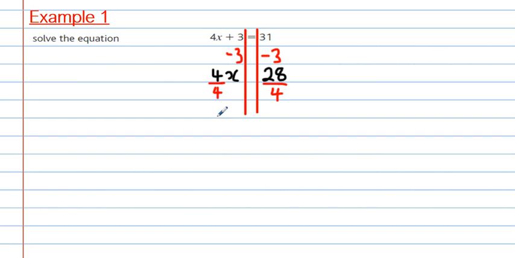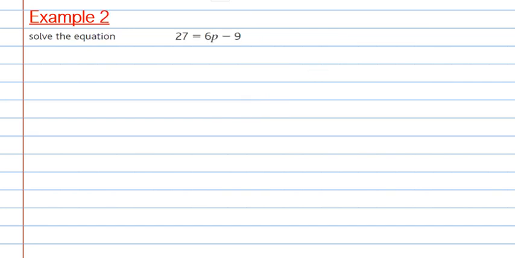And then you tidy up. 4 divided by 4 is 1. So we have 1x, which is x. And 28 divided by 4 will give you 7. And you can check if you are right or wrong. So let's check. So 7 times 4 will give you 28. 28 plus 3 will give you 31. We are correct. Example 2.